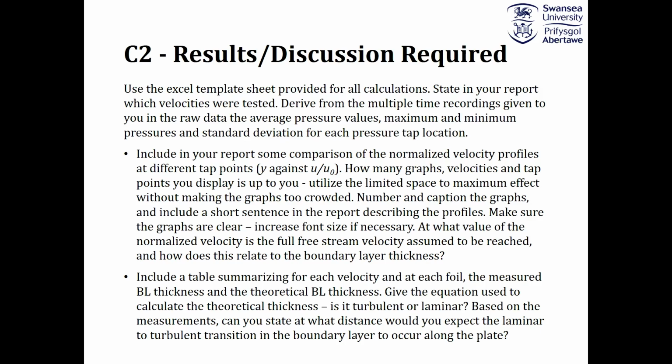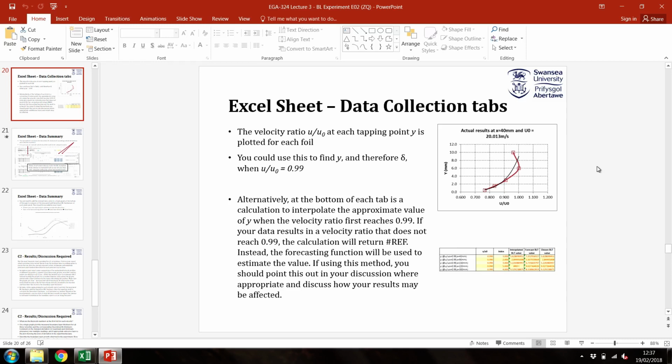When you come to writing your report, I want you to include some comparison of the normalized velocity profiles at different tap points. Let me go back a few slides. Okay, those are your normalized velocity profiles. So I want you to compare at least 2 or 3 of those. Which ones you compare, it's up to you. You can compare the same wind speed at different points down the plate. You can compare different wind speeds at the same point.